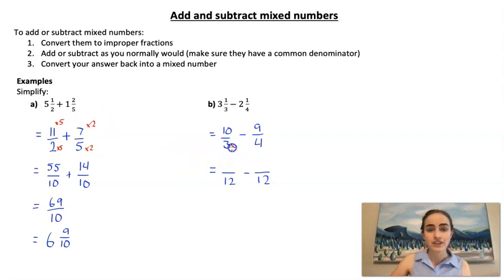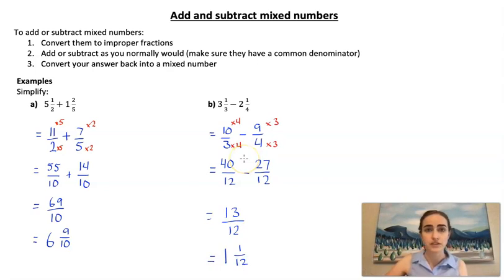To convert the 3 into a 12, we have to multiply it by 4. So we do the same thing to the numerator as well. And our second fraction, we'd have to multiply top and bottom both by 3. So 10 times 4 would give us 40. And 9 times 3 would give us 27. So then we do 40 minus 27 would give us 13 over 12. And converting that into a mixed numeral, 12 goes into 13 once with 1 left over. So we end up with 1 and 1/12. So that's having a look at adding and subtracting mixed numbers.